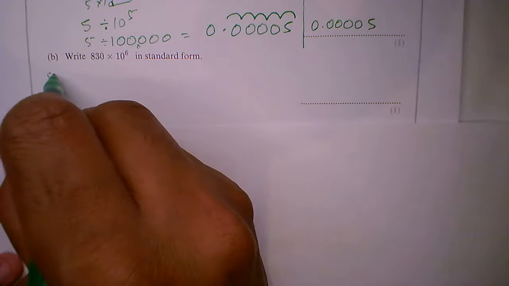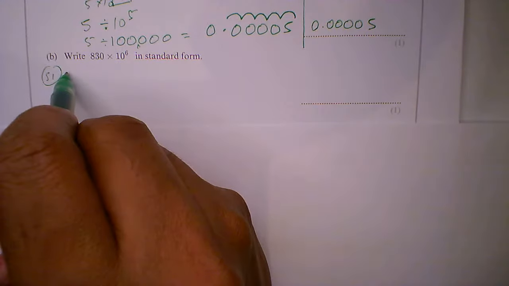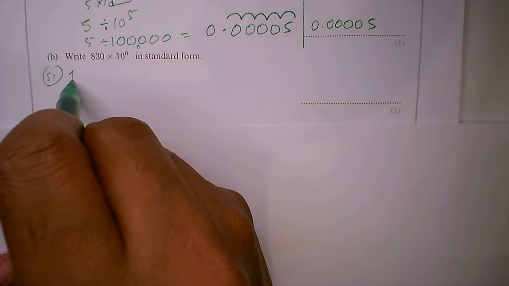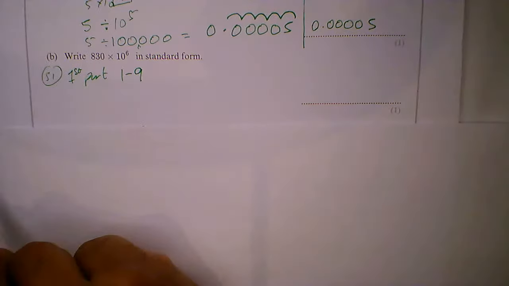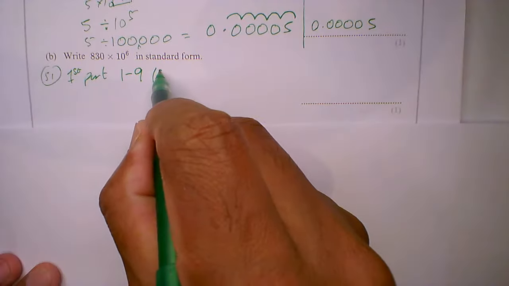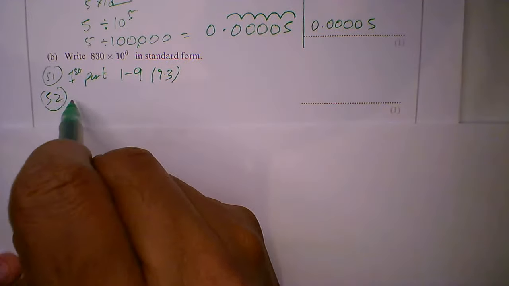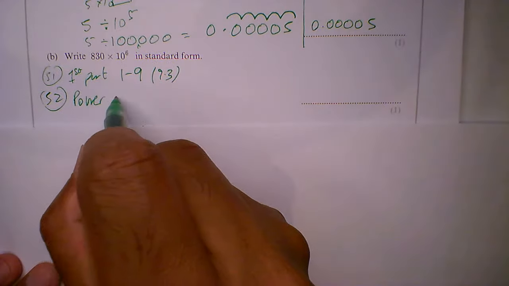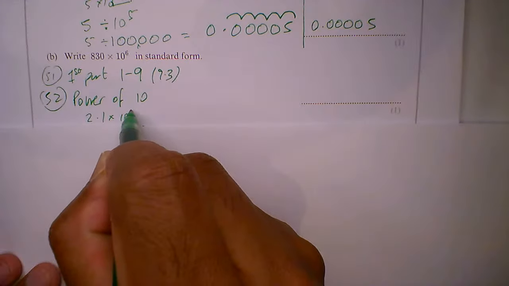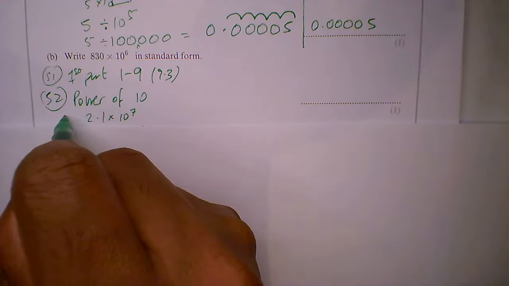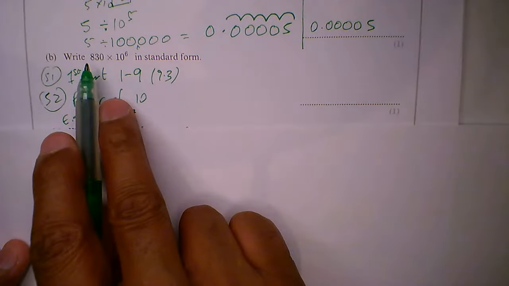So step 1 for standard form is we need the first part to be a number from 1 to 9, and it can be a decimal like 9.3, for example. And then the second part is we need a power of 10. So for example, 2.1 times 10 to the power 7, that's an example of something in standard form. So we need to turn this into that.